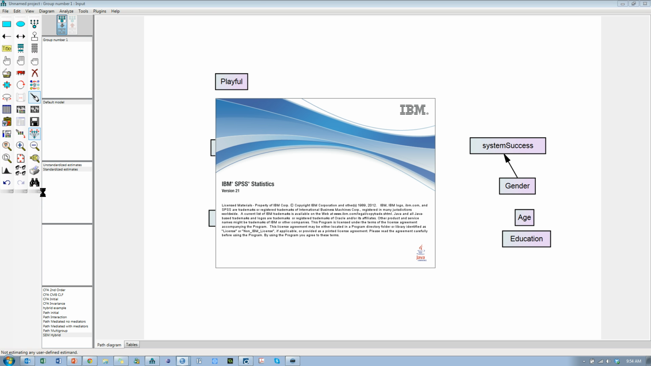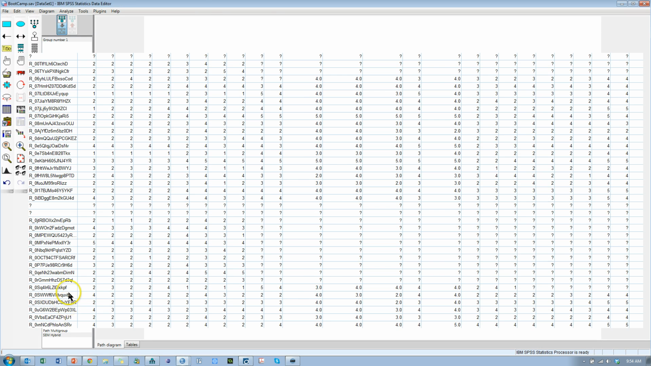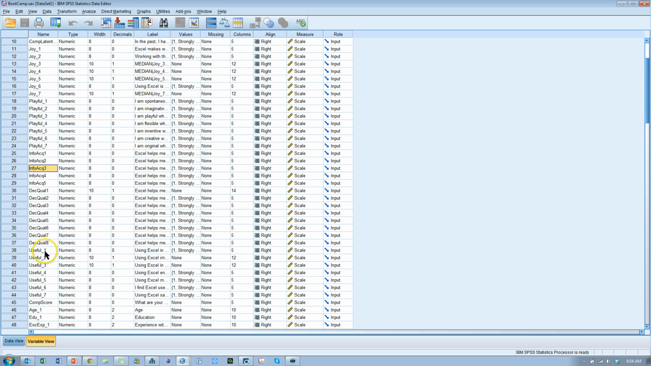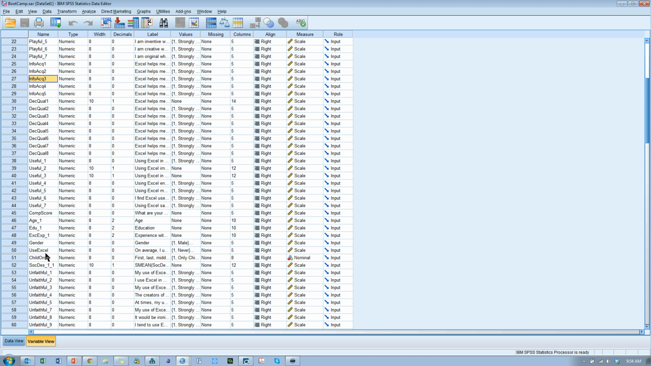I think male is 1, female is 2. I'll just find out. So James, system success, you just combine the 2? In the measurement model, I had a second order factor, and the composite was created for that second order. If you didn't do that, don't worry about it. Just use the 2.